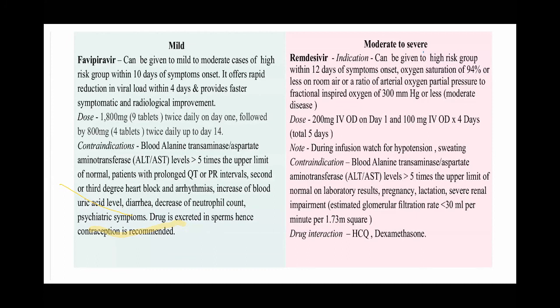The problem with this is 9 tablets. So 9 tablets twice a day on day 1. Many of the patients who have been admitted in adult intensive care units have refused taking favipiravir because of the number of medicines they have to take. So 9 tablets twice a day on day 1, followed by 4 tablets twice daily for about 14 days.